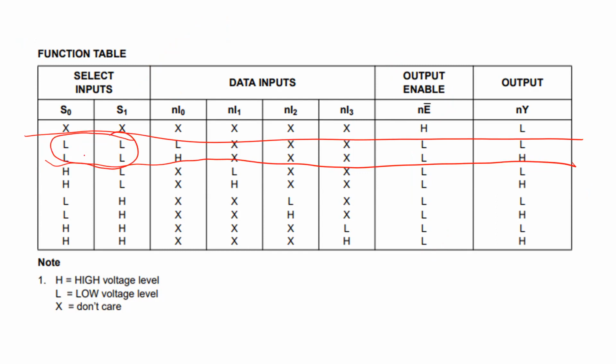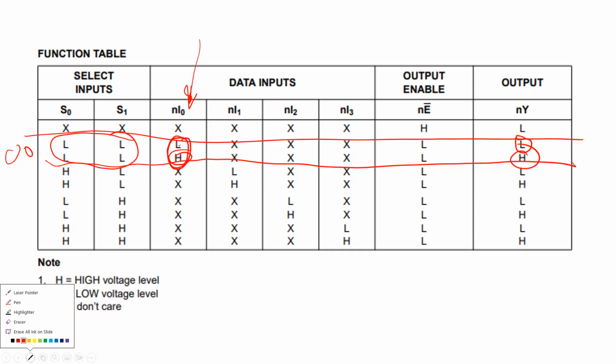So low, low, low, low. That means it's 0, 0. So I selected pin number 0. That's why if you see here, when pin number 0 is low, the output is low. When it is high, the output is high. So I actually connect pin number 0 or input 0 to the output. Same thing in the second case. Okay, let's see the second case.